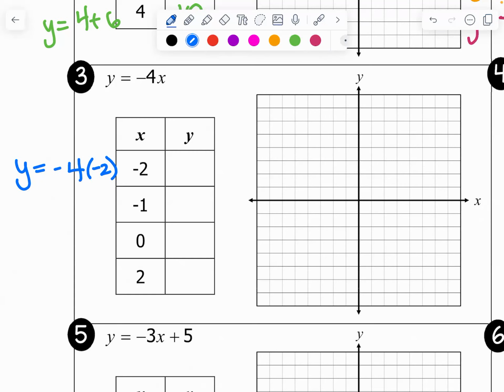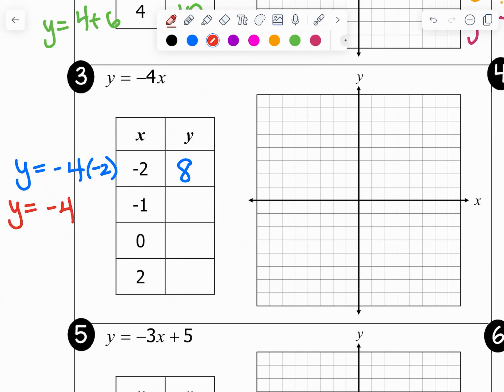So on most problems, you still do addition or multiplication? We'll do multiplication. So we have -4 times -2, which is 8. If I didn't have those parentheses, we might have an issue and accidentally subtract instead of multiply.